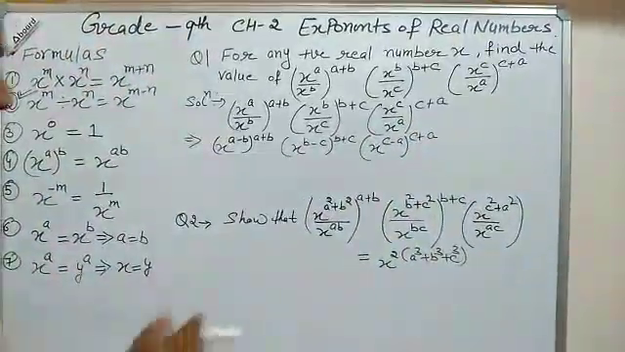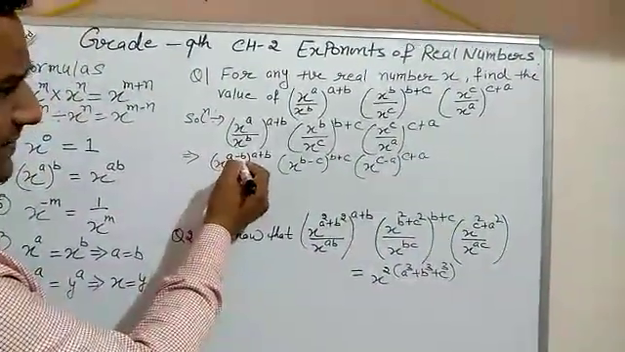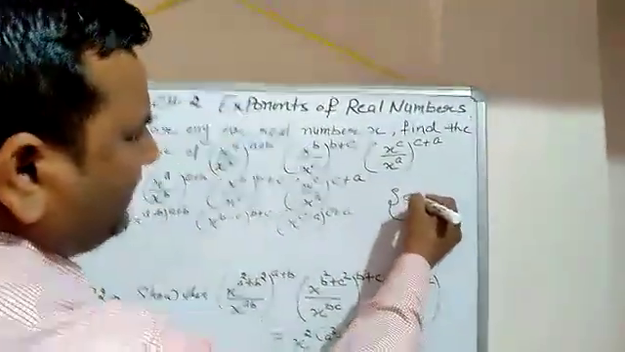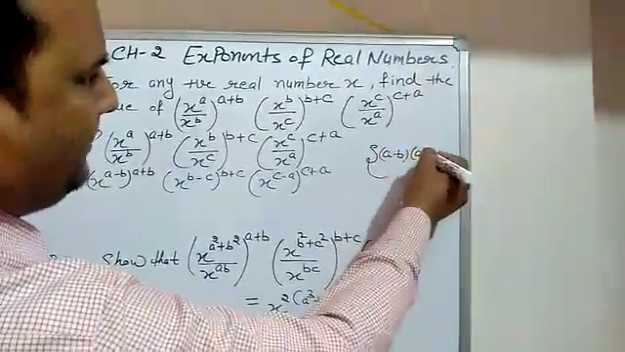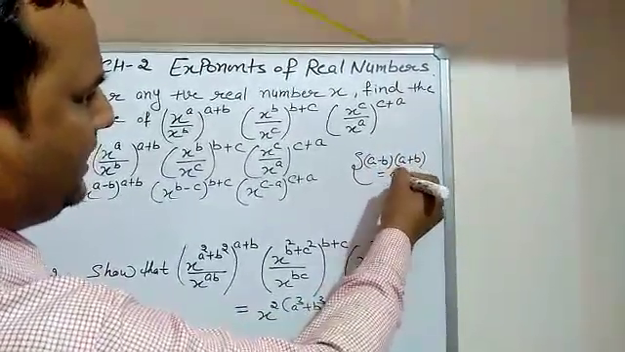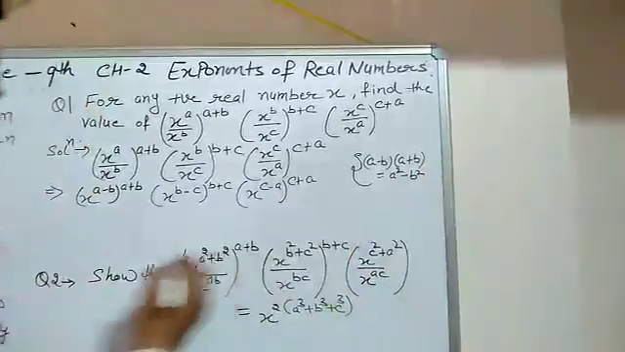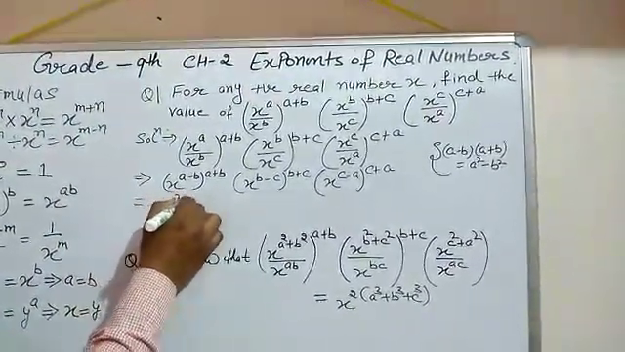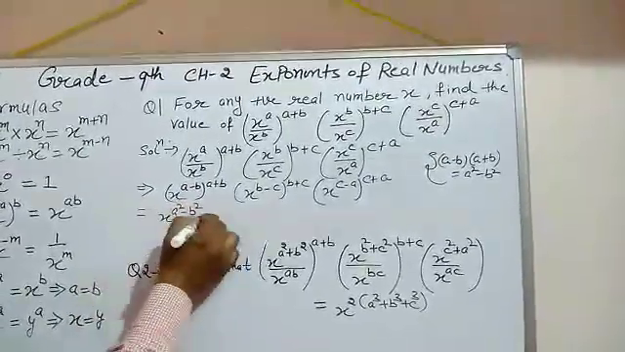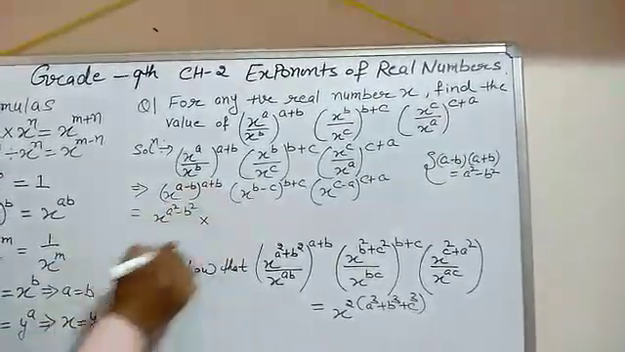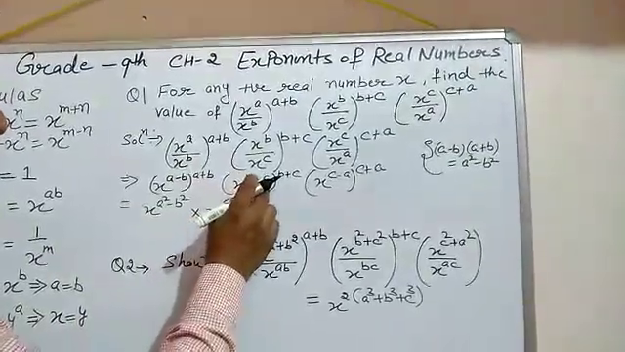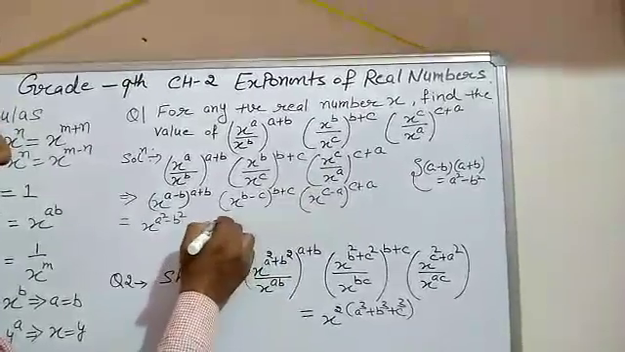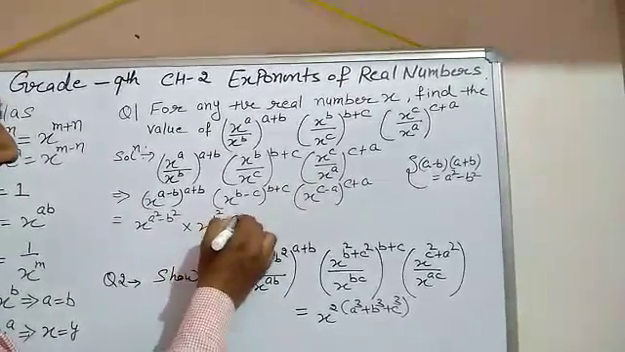Now see it carefully: a minus b, a plus b. It is your identity, (a minus b) into (a plus b), which is equal to a square minus b square. So it is equal to x to the power a square minus b square. Multiply, there is no sign, it means multiply. x to the power (b minus c) to the whole power (b plus c) comes out as x to the power b square minus c square.